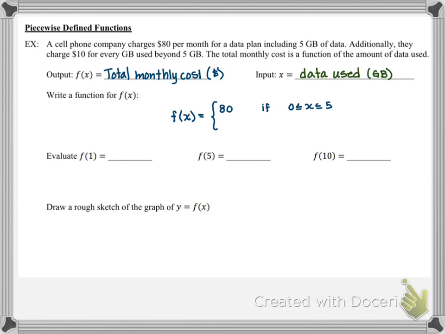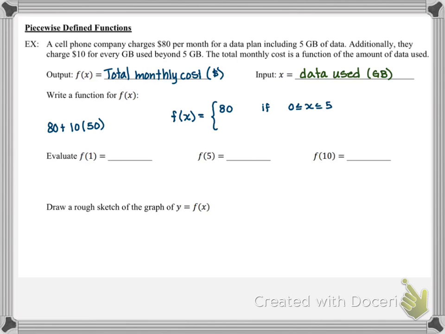And then if you use more than 5, how would we calculate the total cost? Say we use 50 gigabytes. How would you calculate the total cost? 80 plus 10x. So if we did 80 plus 10 times 50 for 50 gigabytes, does that look right? Why would we subtract 5? Because you already paid for 5.